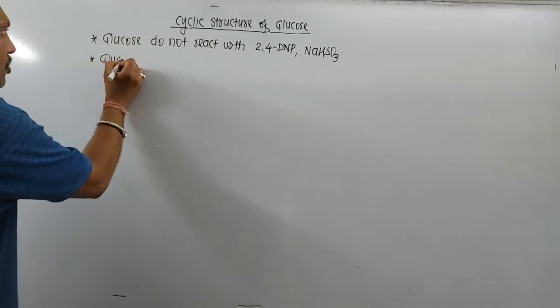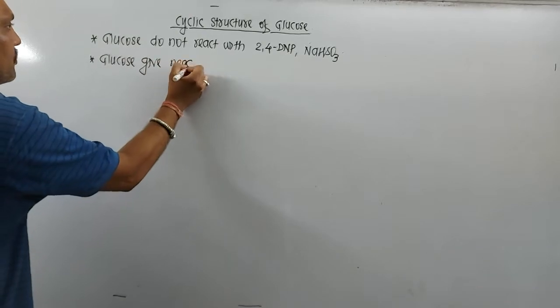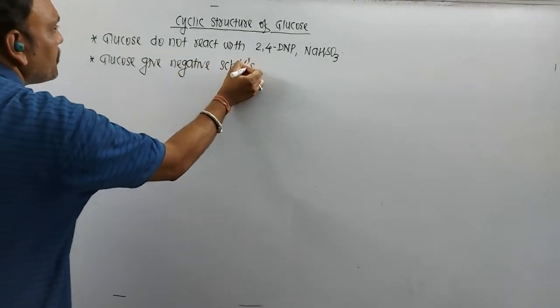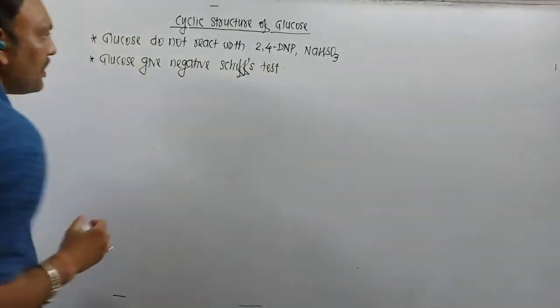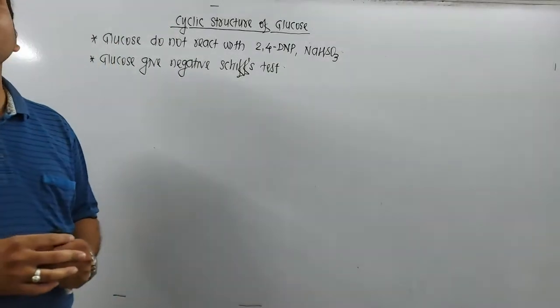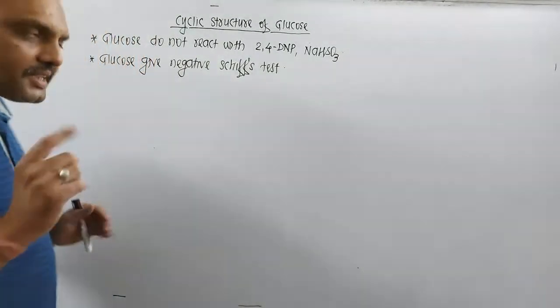Secondly, glucose gives a negative Schiff's test. Remember, aldehydes are capable of restoring the color of Schiff's reagent, we all know very well. But glucose does not show this test.